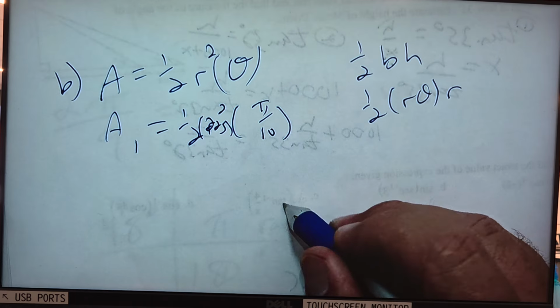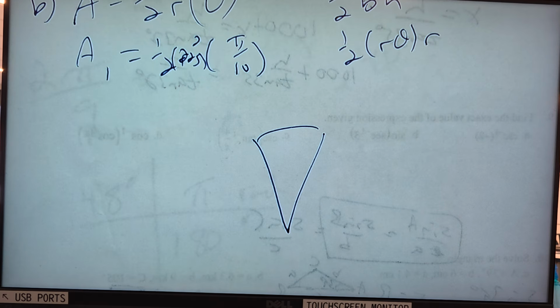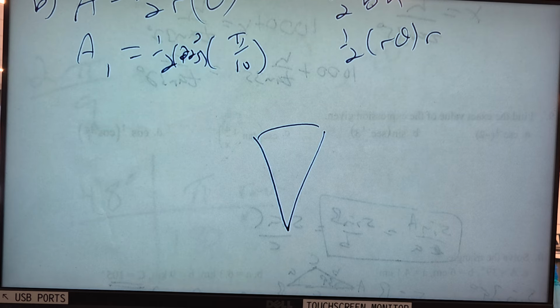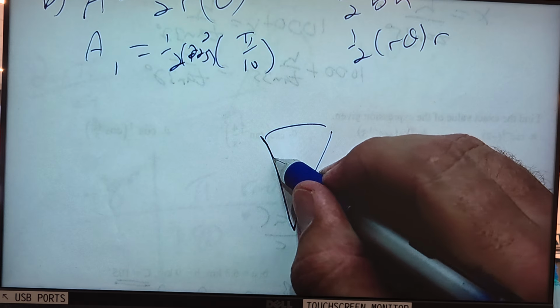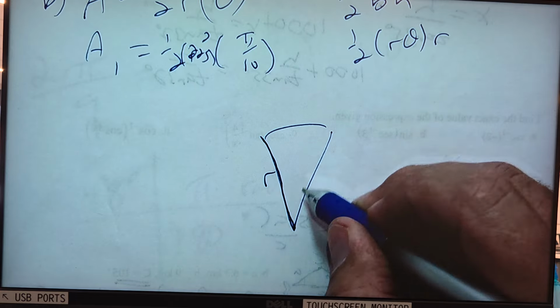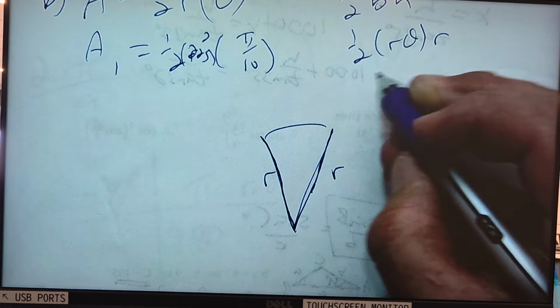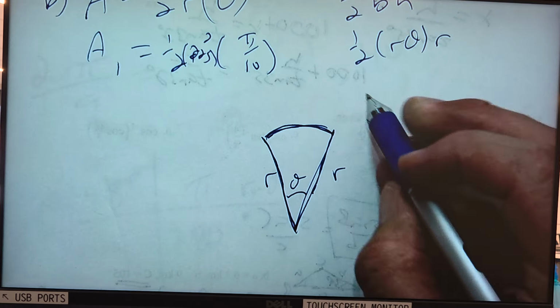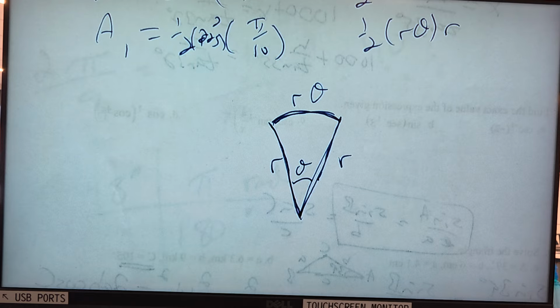How would you find the perimeter? How long is this? It's r. How long is this? Also r. How long is this? R theta. So if I tell you find the perimeter of one segment, you would take 2 radii plus the arc length, yeah? Because you want to go all the way around that slice of pizza. Or in this case, the piece of the dartboard.